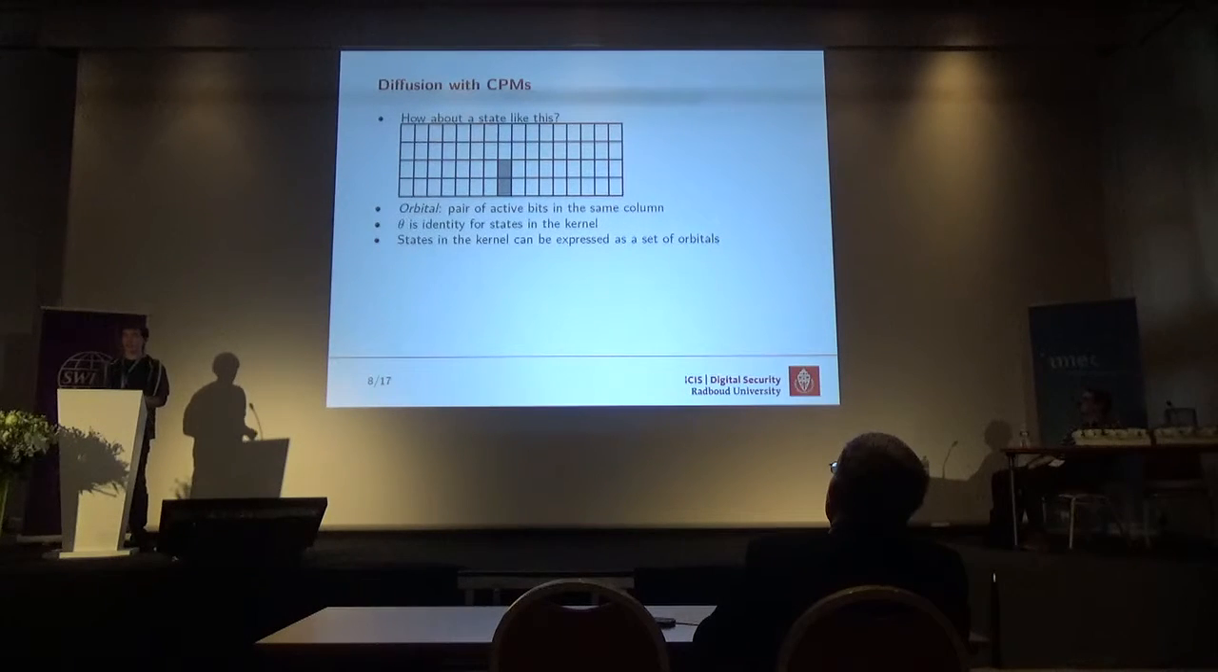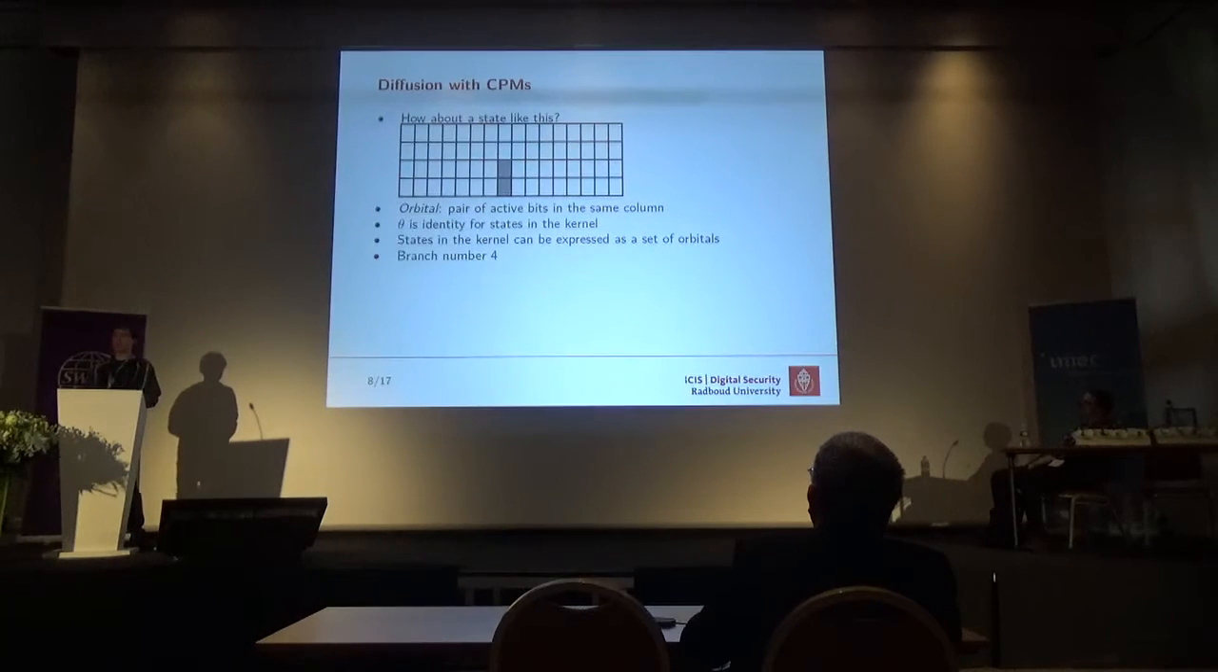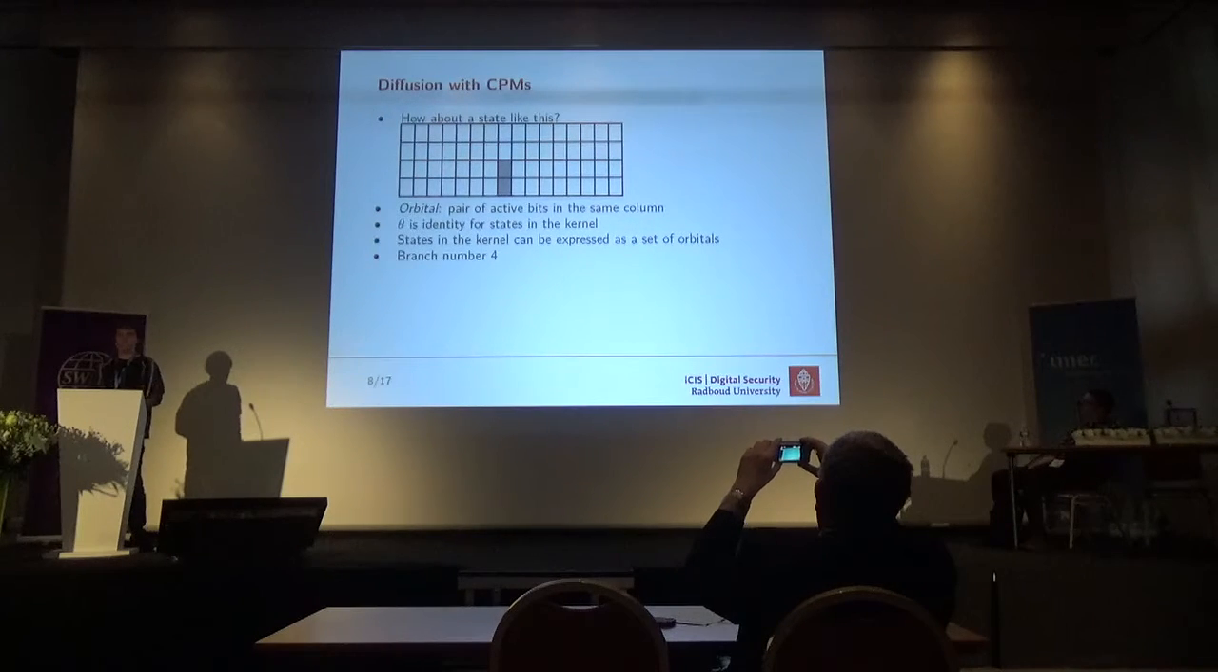And it turns out that all these states in what we call the kernel of the column parity mixer can be described as a set of orbitals. And this allows us to easily count the dimension of this space compared to the complete space of states. And this has a consequence that the branch number is always going to be 4, assuming at least 2 rows in this matrix.